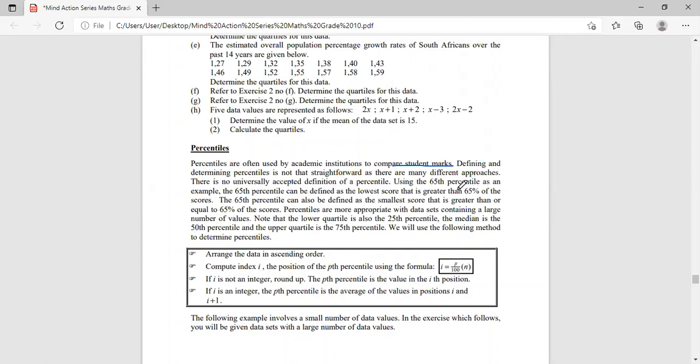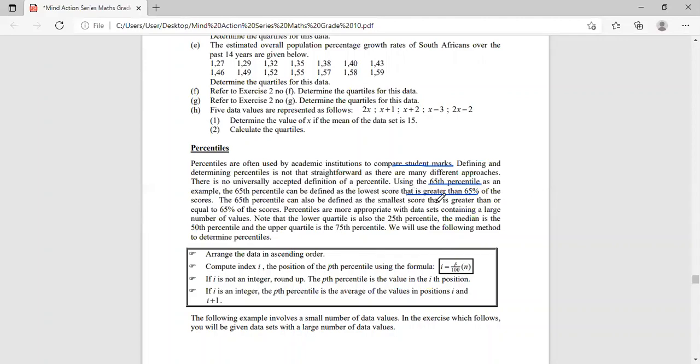To pop out in the exam. Use 65, use the 65th percentile. Well, they like the 65th percentile. That's what I can tell you. As an example, it can be defined as the lowest score greater than 65%.